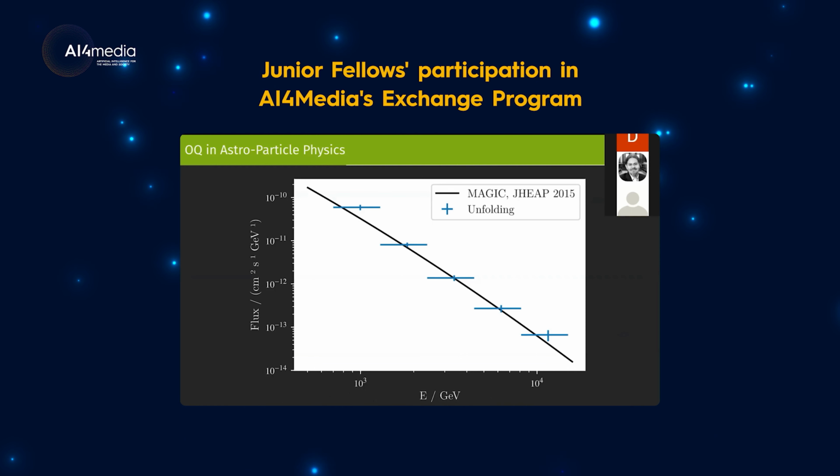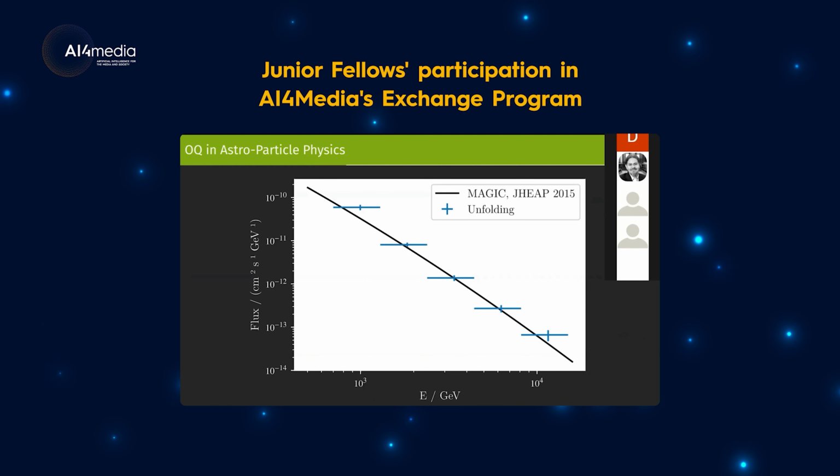Like this one, this plot is called an energy spectrum. Here on the x-axis, we have the energy of the particles that we are interested in. And on the y-axis, we have the flux. This is a physical domain-specific quantity, but this is directly proportional to the probability.